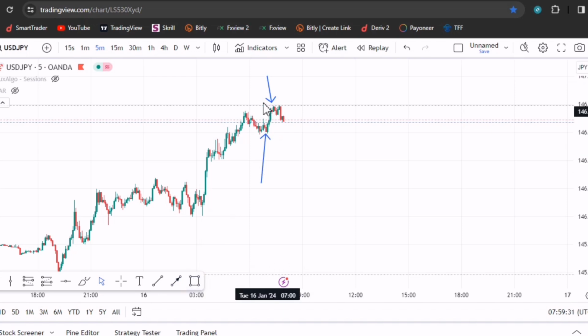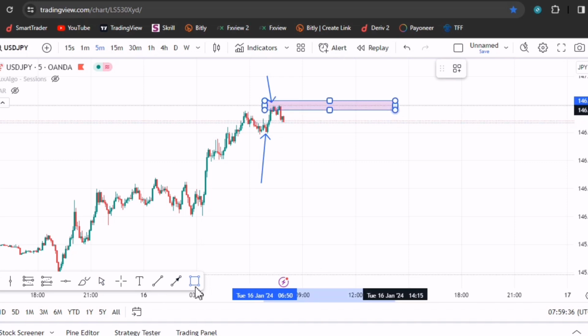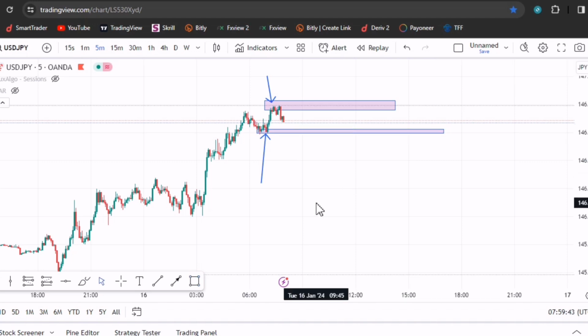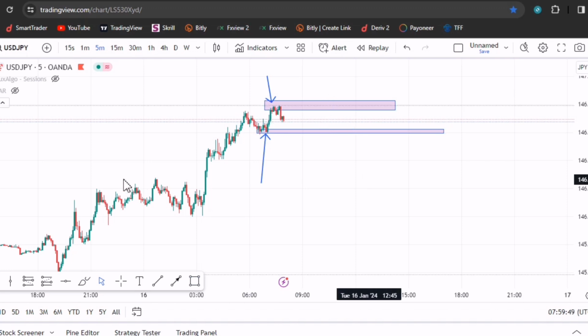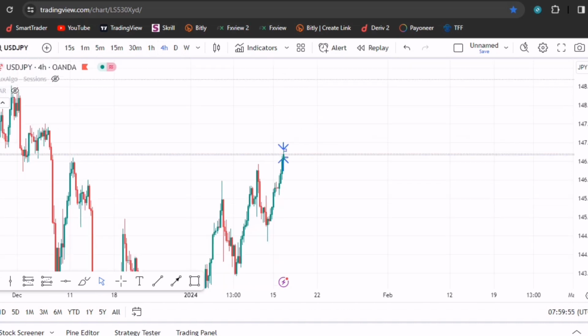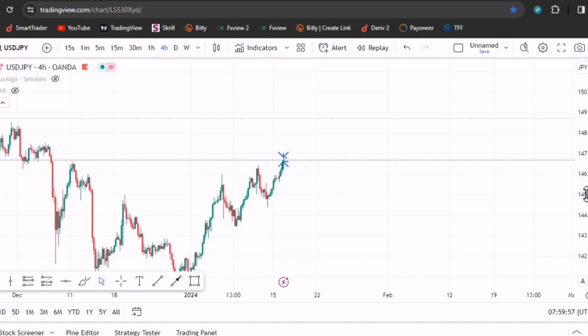So you mark them as your key levels, that upper one and this lower one. So right here, you wait. If price will close below this, you sell. If it will close above that, you buy. Easy as that. And then you can go to the higher time frames to identify your take profits or your targets.